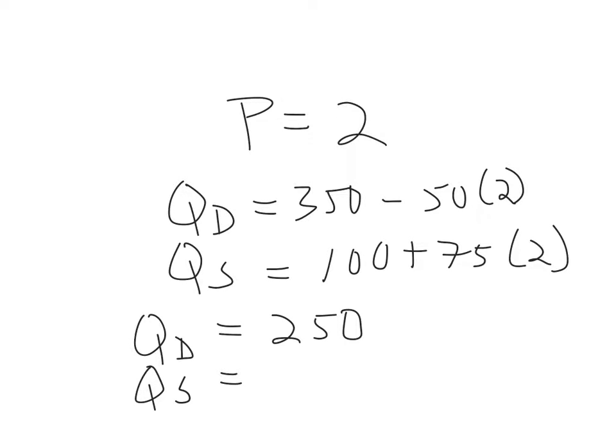So we get quantity supplied is equal to 100 plus 2 times 75 is 150, so that's 250. I hope this helps. Remember, if you are given either the P or the Q, then you can just plug that in and solve for the other variable using just one of the equations.